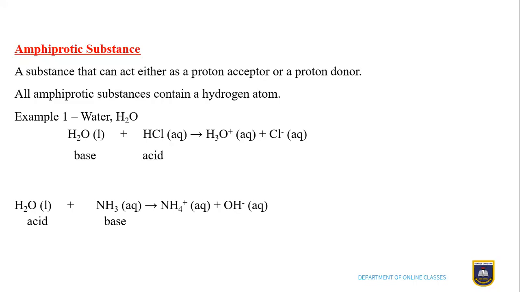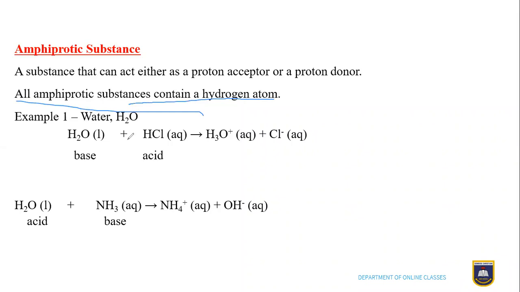All amphiprotic substances contain a hydrogen atom. All of them. You need to take note of this. That's one difference between amphiprotic and amphoteric substances. All amphiprotic substances contain hydrogen atoms in them.